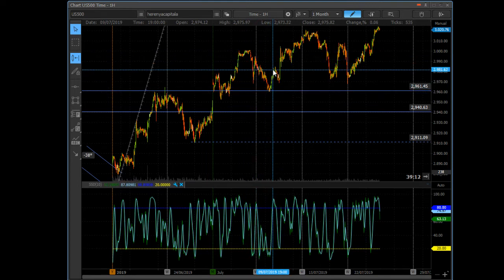So yeah, interesting. Obviously, I think this is going to spark a bit of debate. I hope it does, around adding to losing trades, around averaging down. Obviously, adding to a losing trade is not a good idea. Averaging down is an even worse idea.